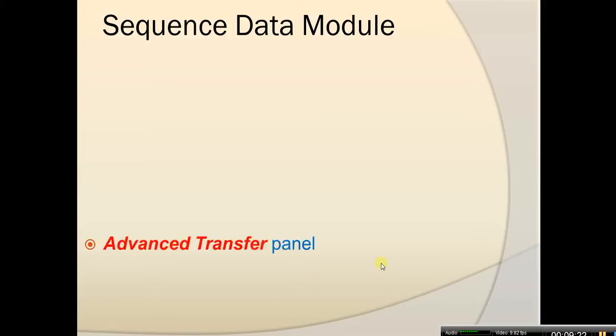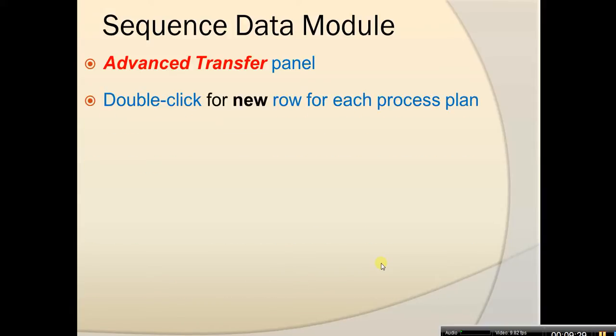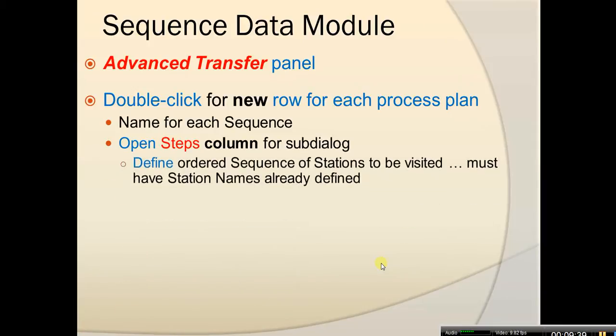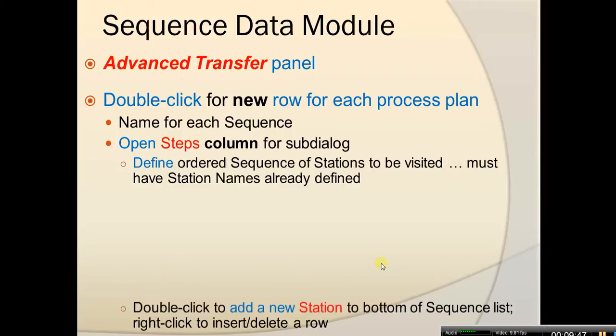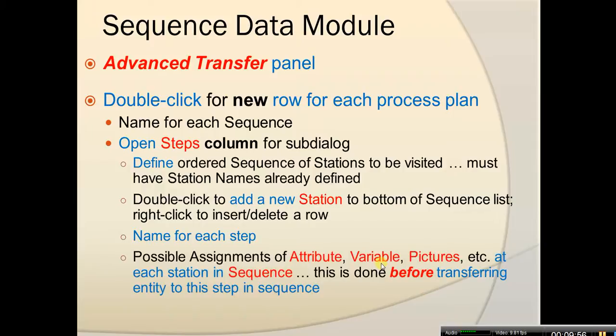So when we look at the sequence data module, as I mentioned earlier, it is found in the Advanced Transfer panel. And so you can click on a new row for each process plan, give a name for each sequence, and then open the steps column for sub-dialogues. And then we can define the ordered sequence of stations to be visited. Again, you must have station names already defined. And then we can double click to add a new station to the bottom of the sequence list, and then right click to insert a row, and give a name for each step.